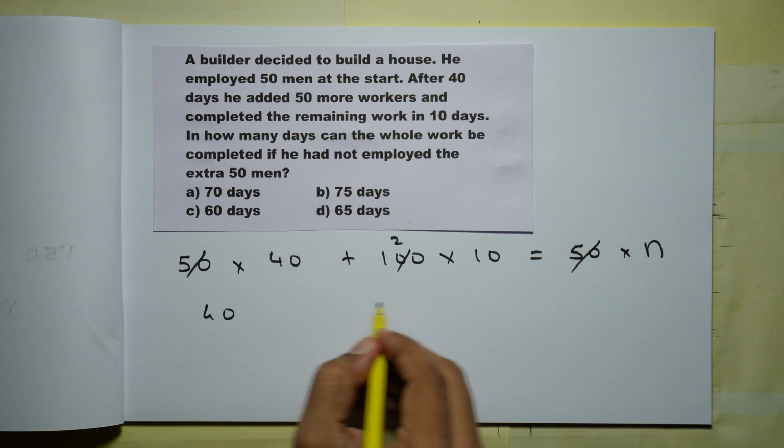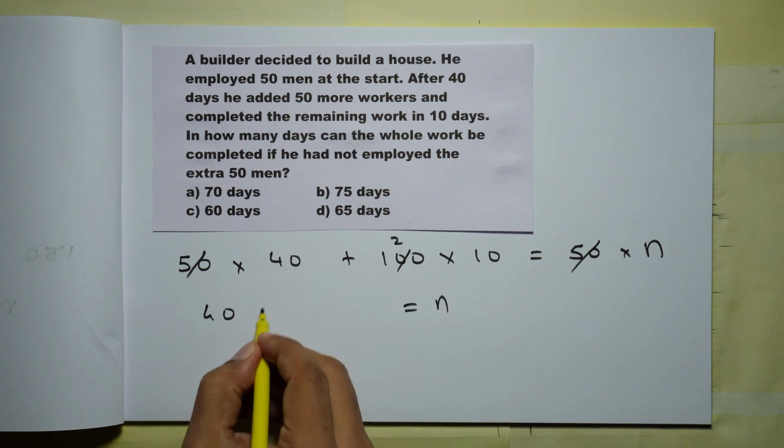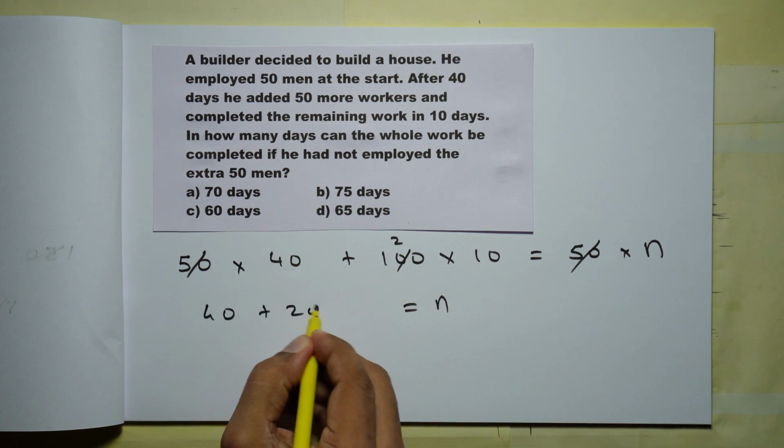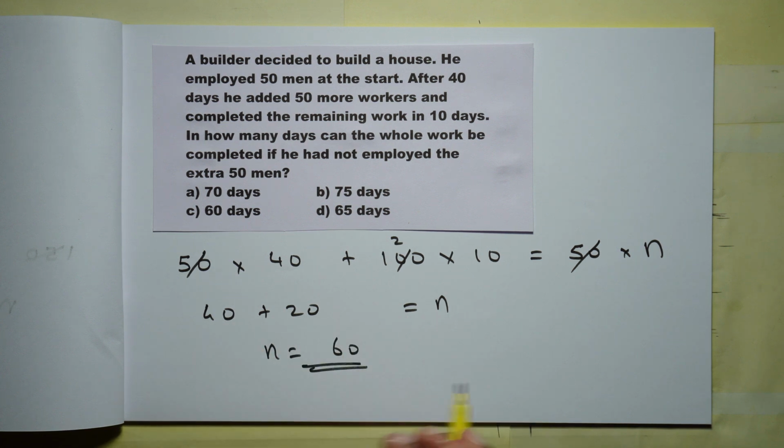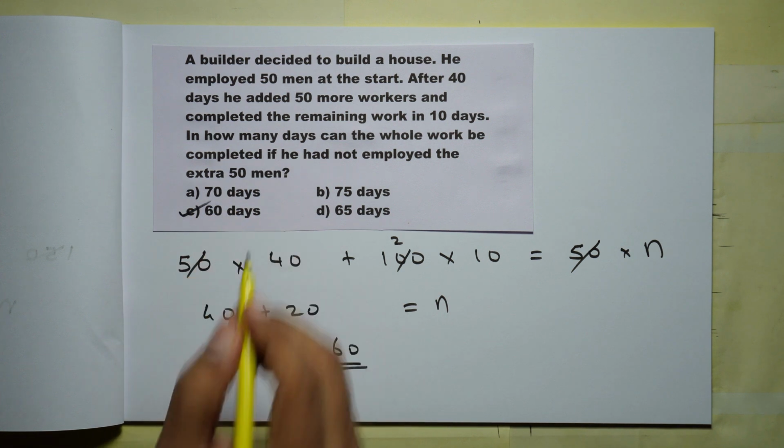So n you will get it as 40 plus 2 into 10, 20. So n you will get it as 40 plus 20 is equal to 60. So 60 days will be required. So option C, 60.